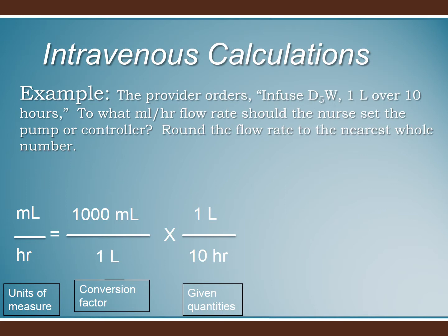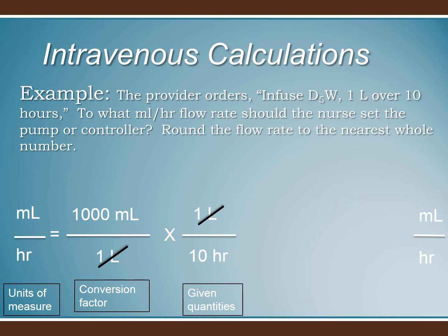I need milliliters per hour. Yes, I need to convert my 1 liter to milliliters. So 1,000 milliliters is equal to 1 liter. Now that I have the conversion rate entered, I may now cancel out the like units that are placed in the denominator and the numerator. That will leave me with what I am looking for, milliliters per hour.